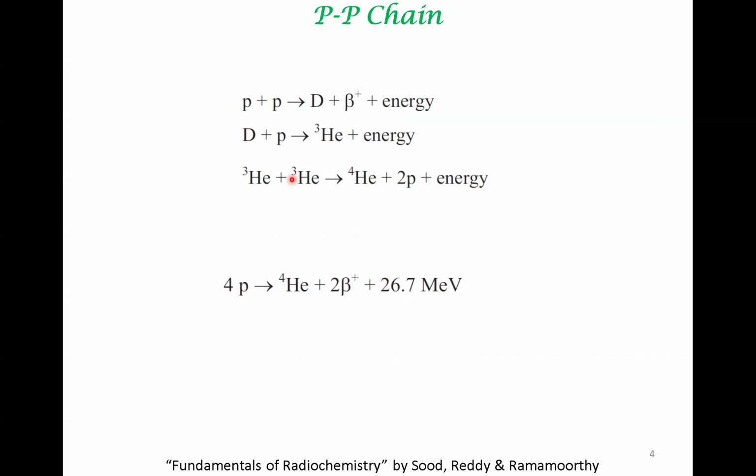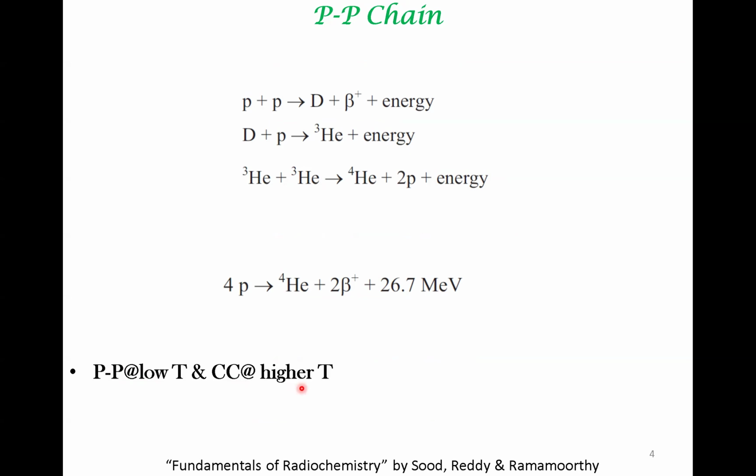You get this by adding up this reaction. So typically, which of the cycles predominates depends upon the temperature. At a lower temperature, the proton-proton cycle dominates. At a higher temperature, the carbon cycle dominates.